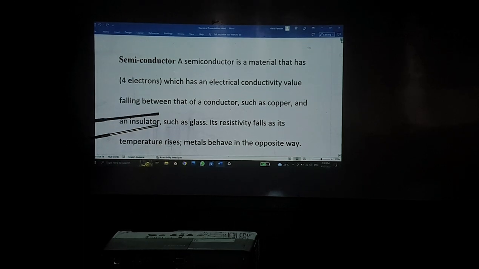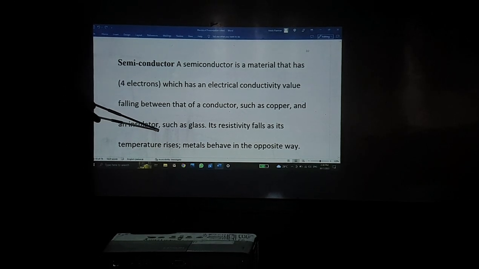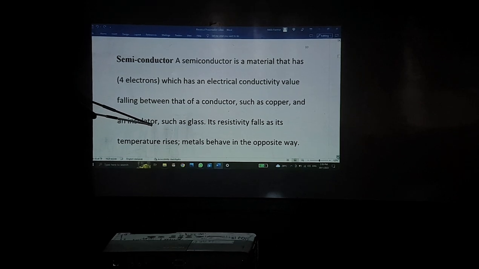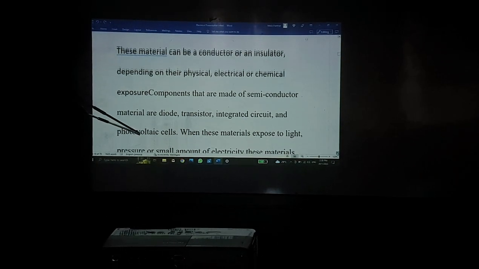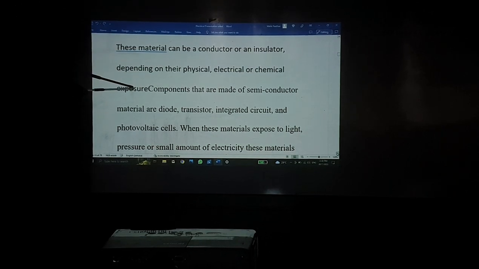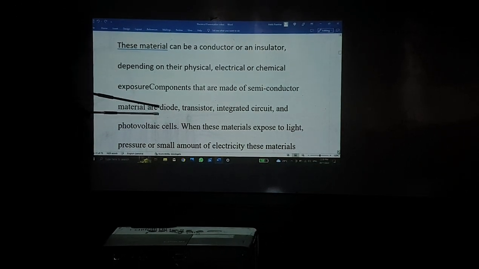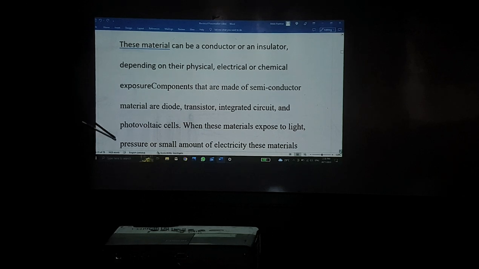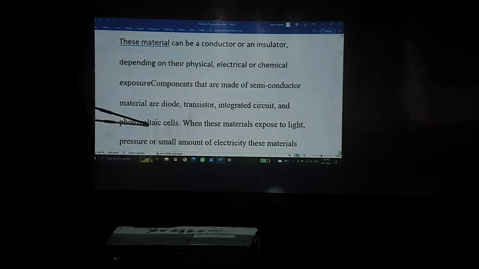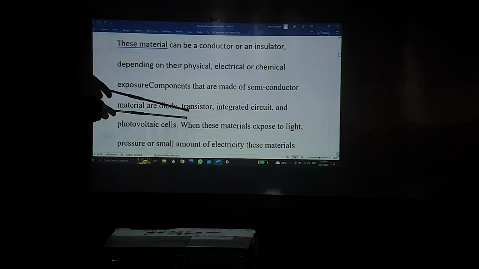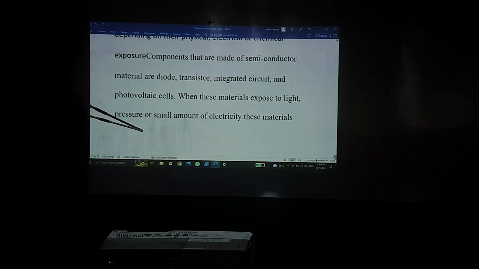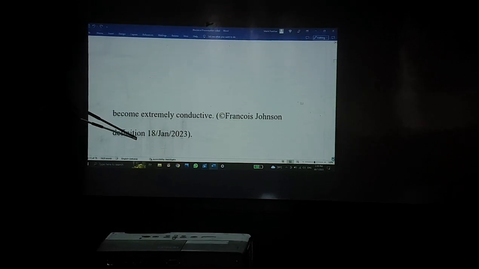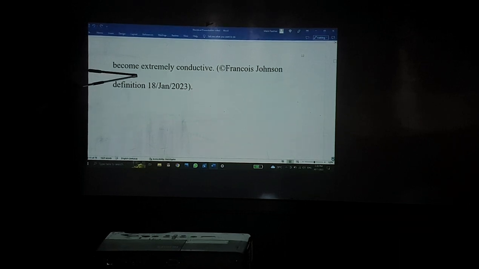Let's say a revision, all right? These materials can be a conductor or an insulator depending on their physical, electrical, or chemical exposure. Components that are made from semiconductor material: diode, integrated circuit, transistor, photovoltaic cell, etc. So, revise, so we are moving pretty fast.